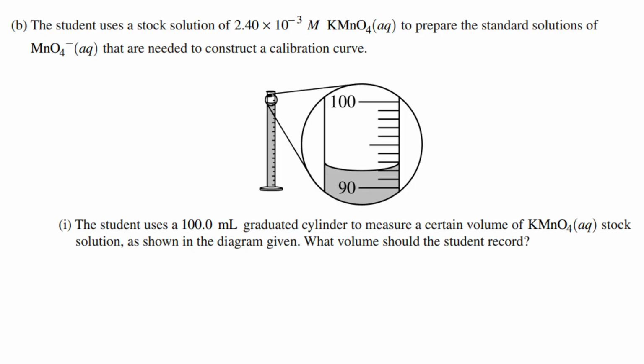So here, part I of question B. The student uses a 100 milliliter graduated cylinder to measure a certain amount of potassium permanganate stock solution, as shown in the diagram given. What volume should the student record? So thinking through what we've learned recently about a meniscus, what volume should you record? Jot that down on your whiteboard.